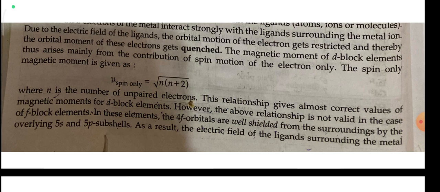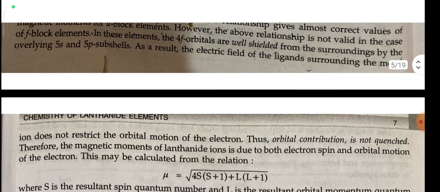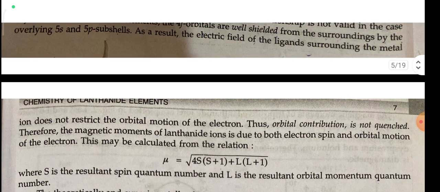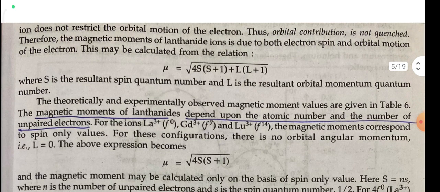The spin-only magnetic moment is given by the formula I have told you earlier, where n is the number of unpaired electrons. This relationship gives almost the correct value of the magnetic moment of the d block elements. However, the above relationship is not valid in the case of f block elements. In these elements, 4f orbitals are well shielded from the surroundings by the overlying 5s and 5p subshells. As a result, the electric field of the ligands surrounding the metal ion does not restrict the orbital movement of the electron. Thus, the orbital contribution is not quenched. Therefore, the magnetic moments of the lanthanide ions are due to both electron spin and orbital motion of the electrons.